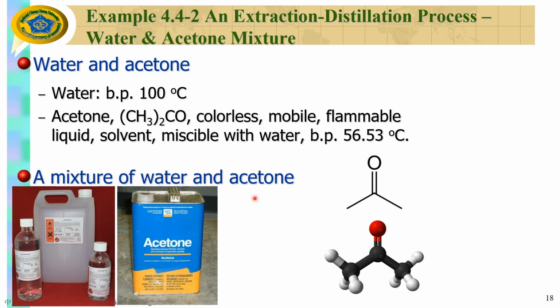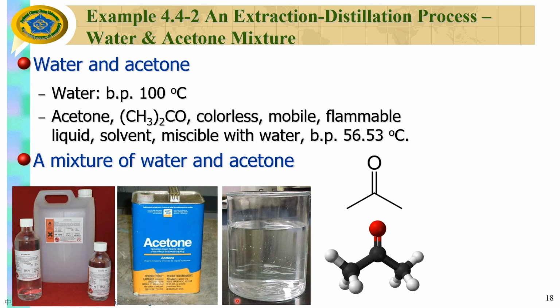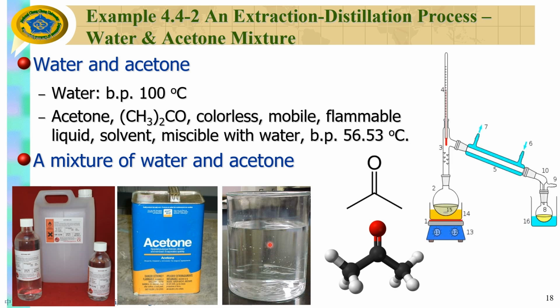So when you mix the water and acetone, it looks like this. Water is clear, transparent. Acetone is transparent, and you mix it up. It looks like this. So how can you separate these two? Using this? No, you cannot, because I just told you the boiling point is too low and too close.